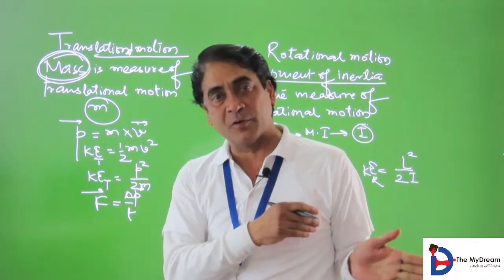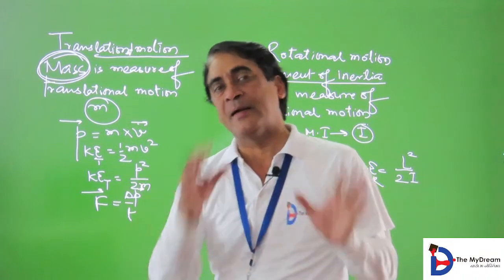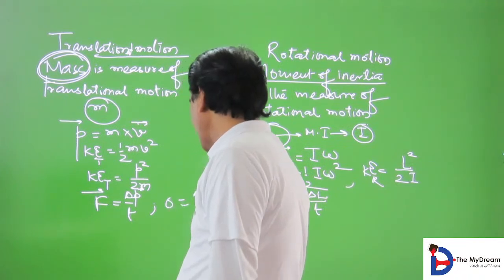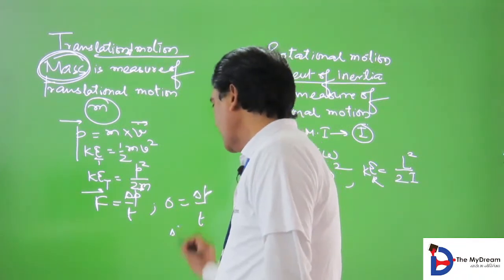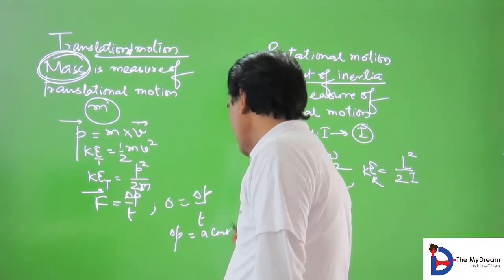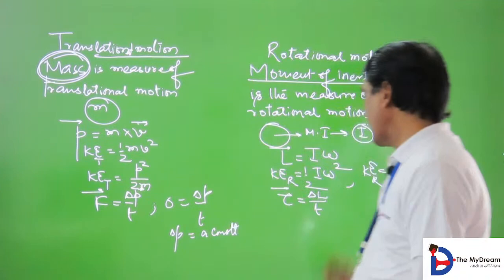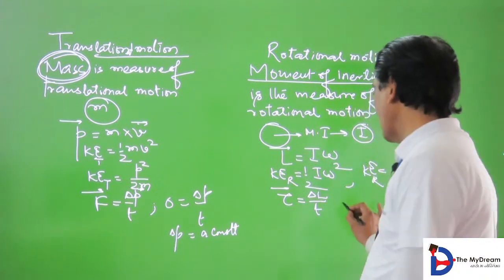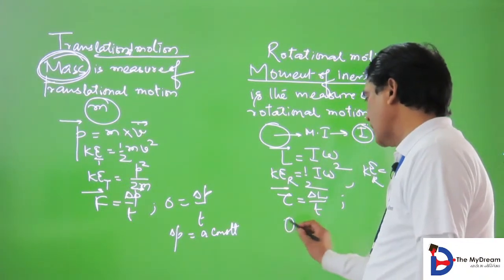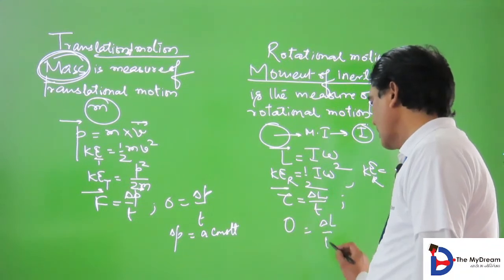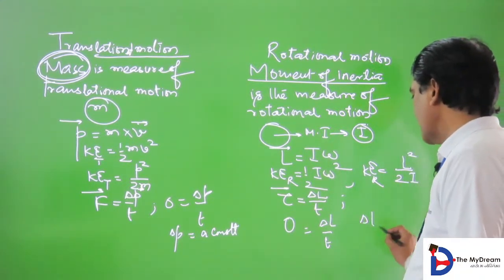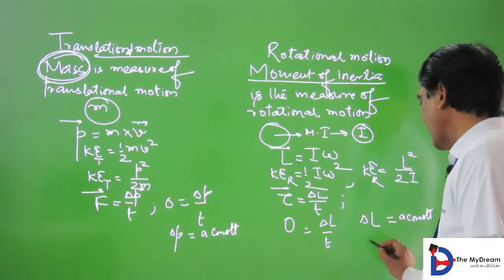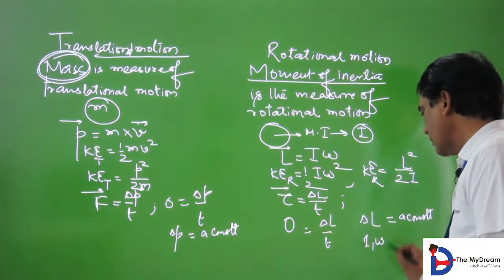If no external force is applied on an object, then the momentum is conserved, you know. If no external force is applied, then the momentum remains constant. But when we are talking about the rotational motion, if no external torque is applied, then the angular momentum is conserved. As you know, L is equal to I omega, so I1 omega 1 is equal to I2 omega 2.